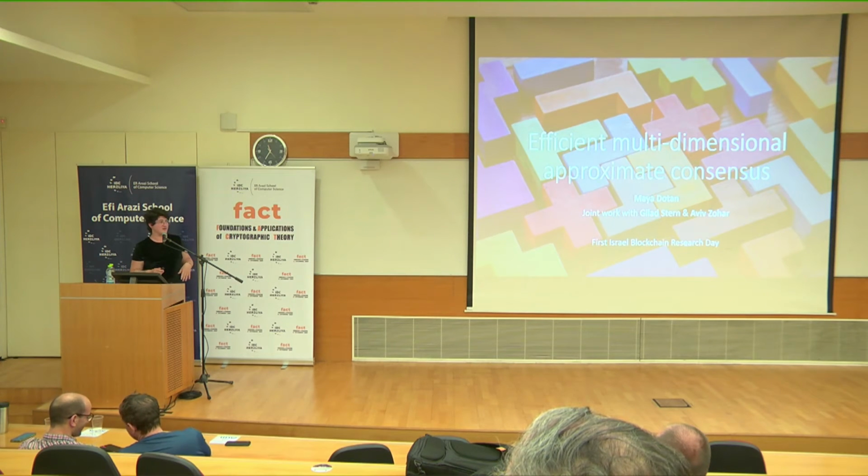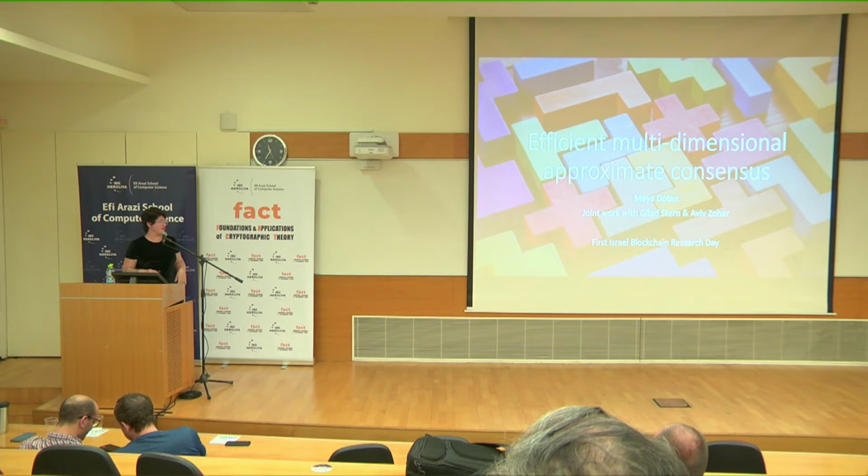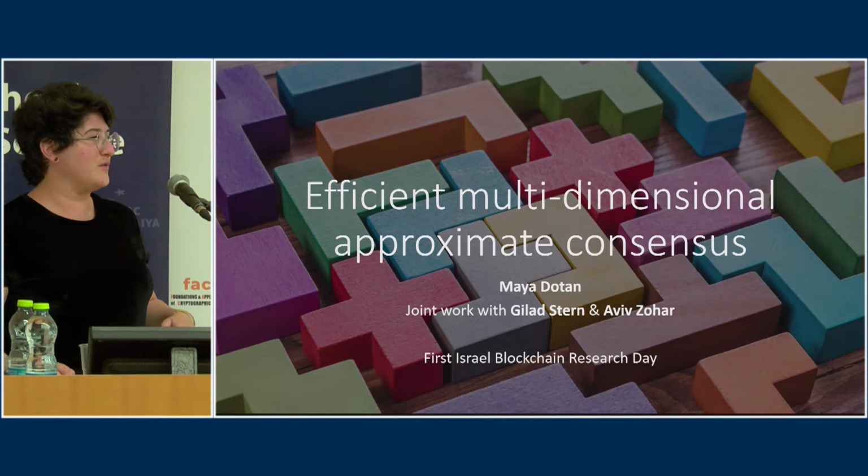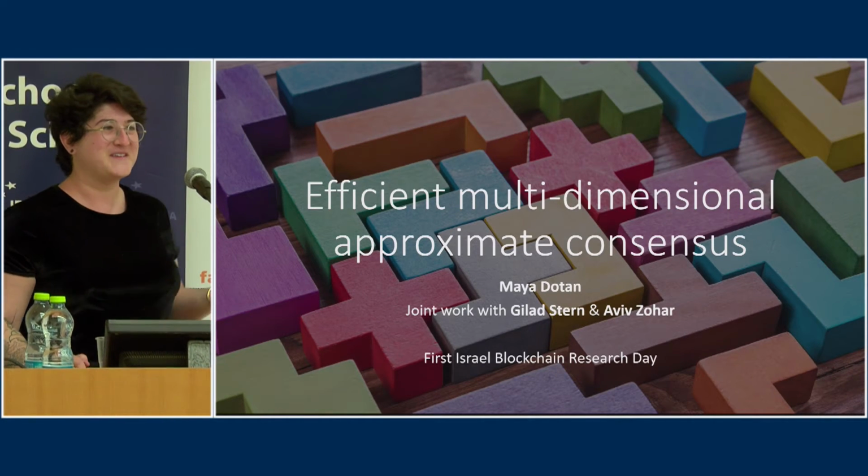Okay, so I'm going to talk today about joint work with Gilad Stern and Aviv Zohar, both from Hebrew University. You heard from Gilad before. And we're talking about efficient multidimensional approximate consensus. So let me first say what this even means.